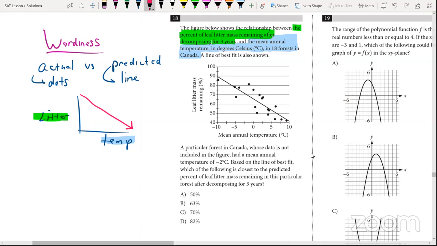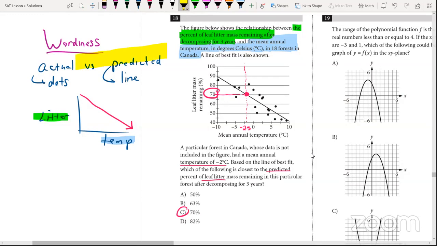So the question is saying there is a temperature of -2. By the way, this would be like -2.5 right here, halfway between 0 and 5. So -2 would be like right here, somewhere along this line. And the question is asking, what is the predicted litter when the temperature is -2? Predicted is the line. So what's the value of the line when x is -2? The line is valued at around 70. So the answer to number 18 is going to be C.